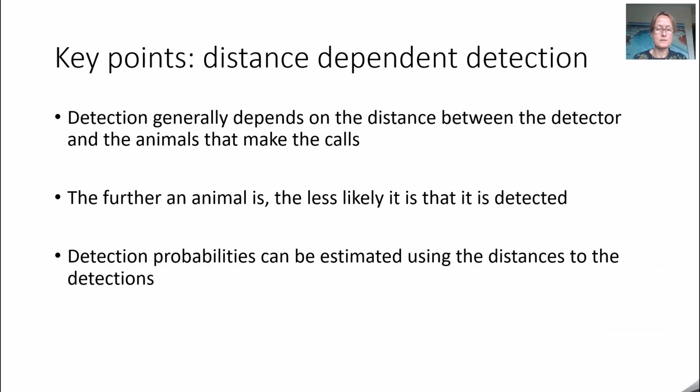Here are some key points to take away from this lecture. Detection generally depends on the distance between the detector and the animals that make the calls. The further an animal is, the less likely it is that it is detected. Detection probabilities can be estimated using the distances to the detections. And we'll learn later on how SCR can do this even without knowing the distances.